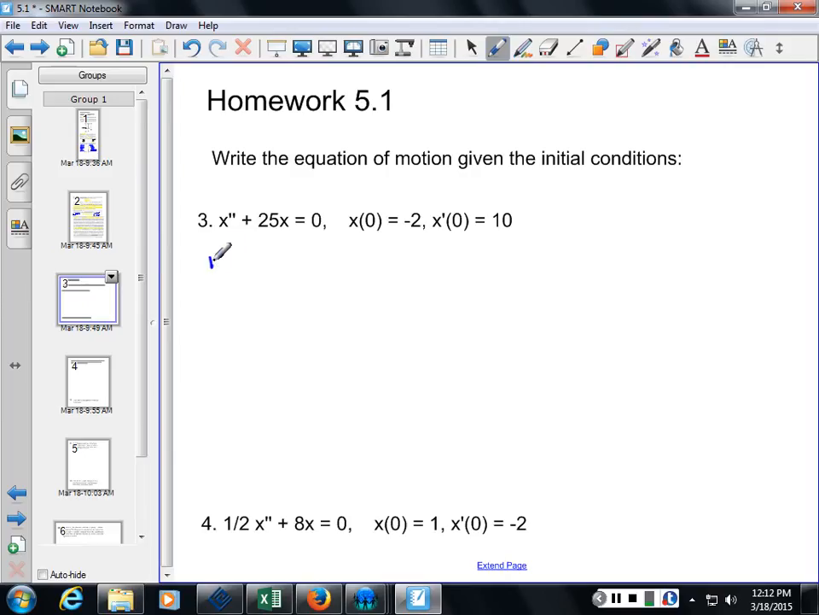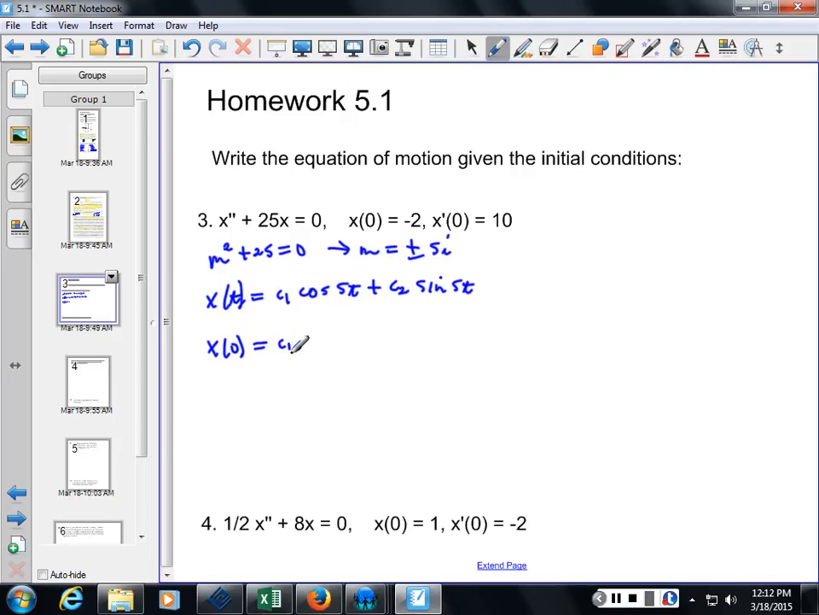So I'm going to write the auxiliary equation, which is m squared plus 25 equals 0. Well, that implies that m is equal to plus or minus 5i. So x of t is c sub 1 times cosine 5t plus c sub 2 times sine of 5t. Now, I used the initial conditions to find c sub 1 and c sub 2. So it says that x of 0, let's see what that's going to be.